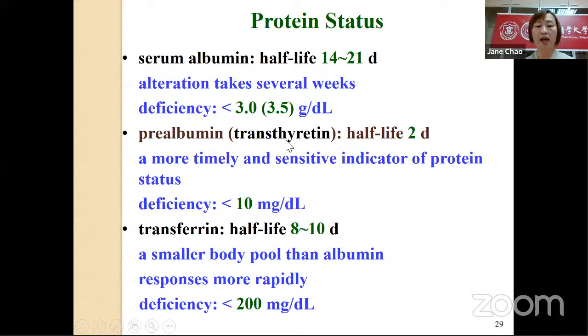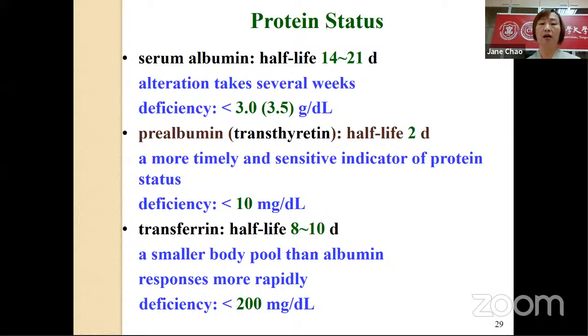Which one can directly reflect the protein status on time? If the half-life is shorter, it can reflect the real-time protein status. If the half-life is longer, it cannot immediately reflect your protein status. So if you compare those three, albumin, prealbumin, and transferrin, which one can reflect your protein status in real time? This one, prealbumin.